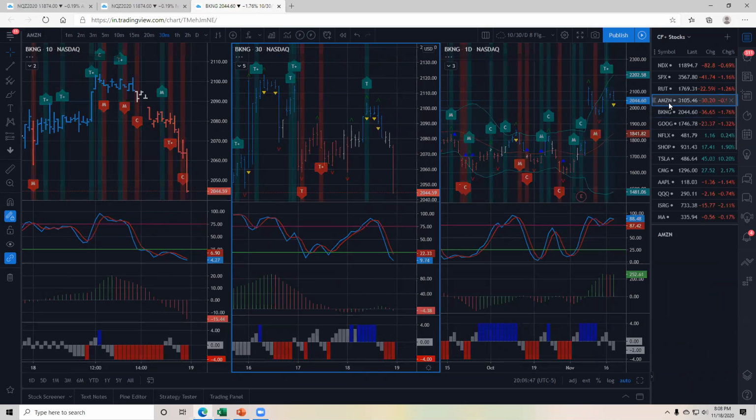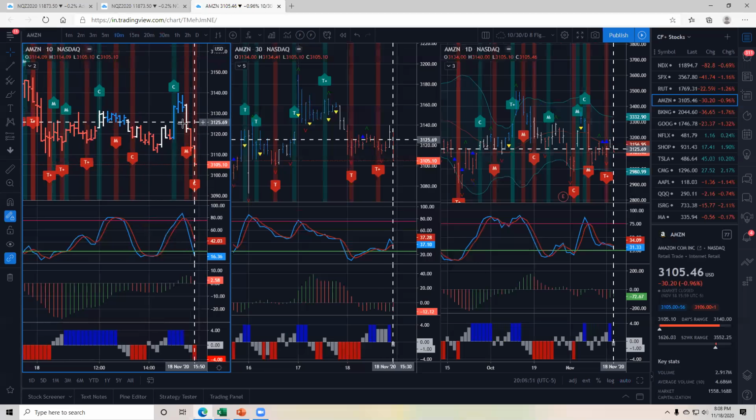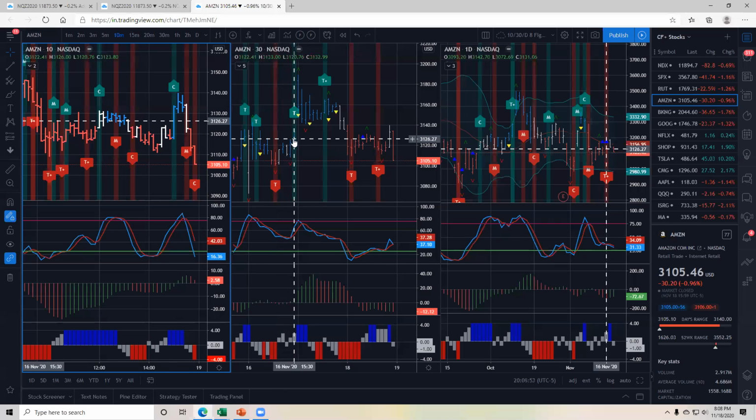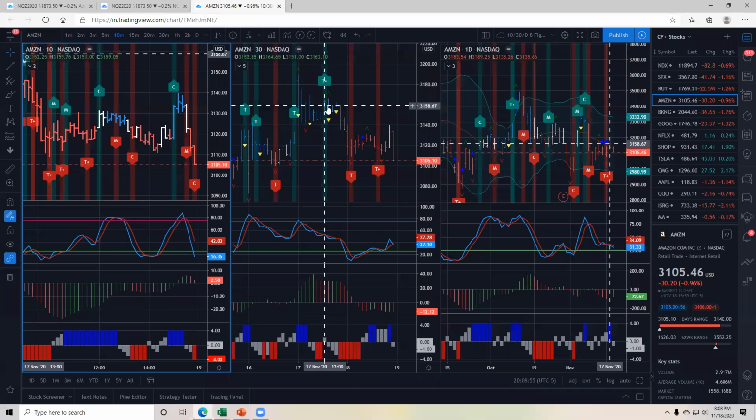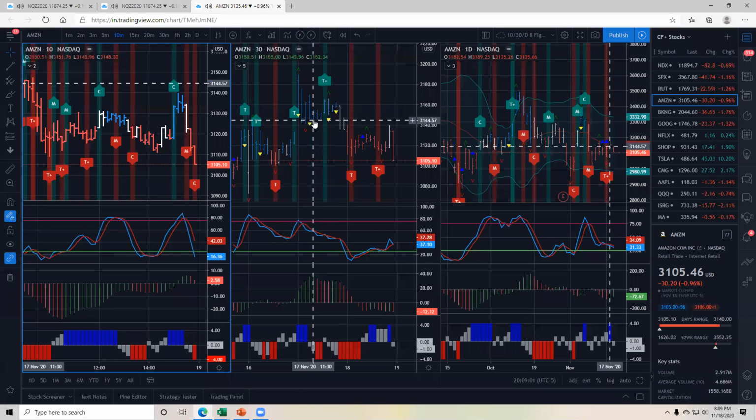And then Amazon. Amazon offers a lot of opportunity also, taking a look at the 10-minute and 30-minute trend bias entries. Now, if you notice, I don't have consensus or momentum signals on my 30-minute chart. I only have trend bias and trend continuation signals. That's what I would be looking at if I was trading options on these.